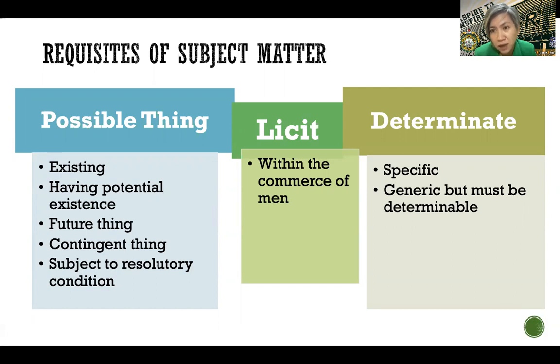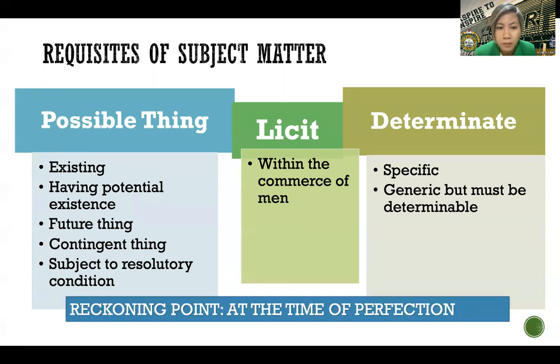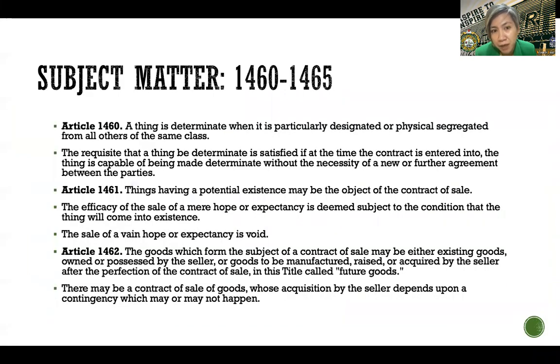Okay? So if any of them is missing, the result will be that there is no contract of sale. There cannot be perfection at all. So these three requisites of a valid subject matter of the contract of sale must be existing already. This must be met or complied with at the time of perfection. Otherwise, there would be no meeting of the minds. So the relevant articles discussing the subject matter of the sale are in Articles 1460 up to 1465.